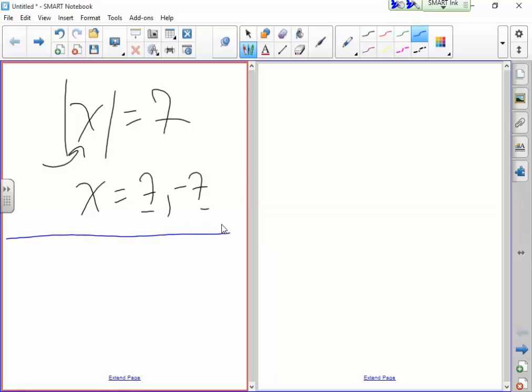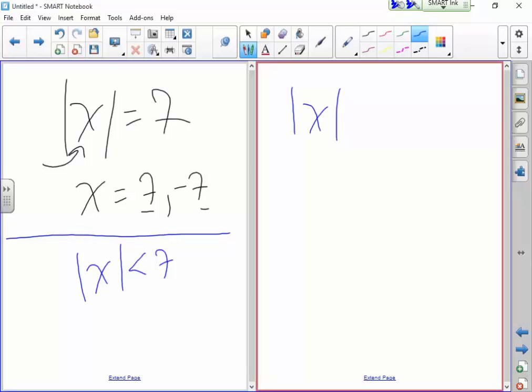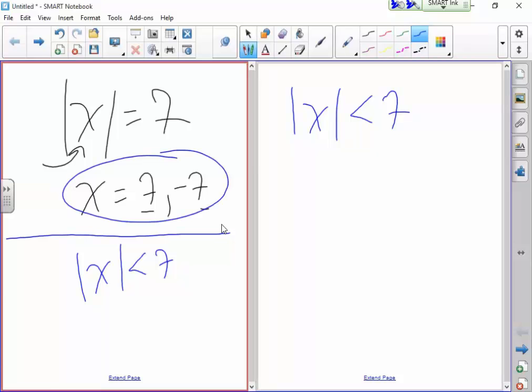So now let's say we had the absolute value of x was, let's say, less than 7. Have you written this down? All right. So with this absolute value of x is less than 7, we have to write the 7 and the -7, right? Because that's what we've done previously right here. Are you okay with that? But we're going to do it like this.